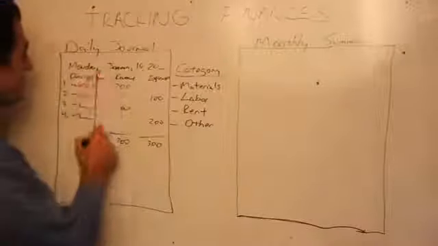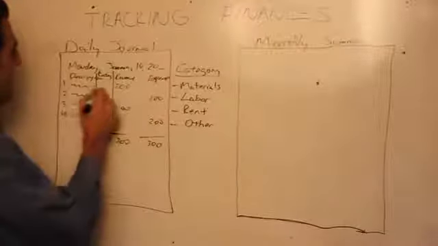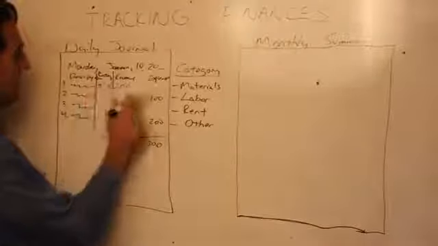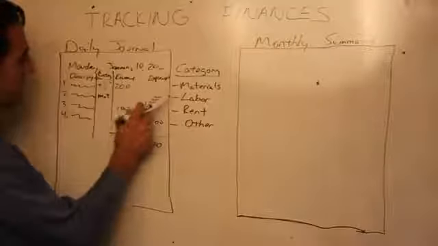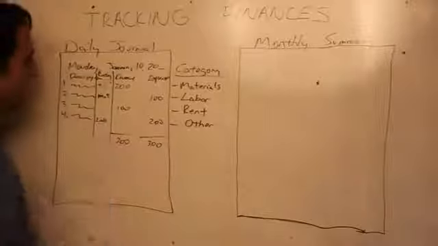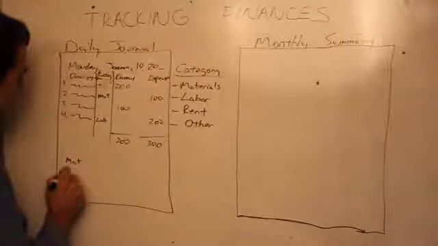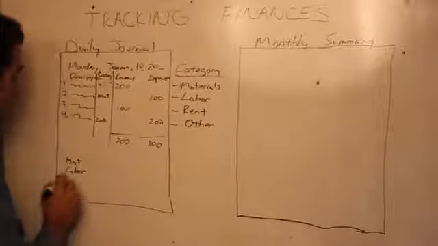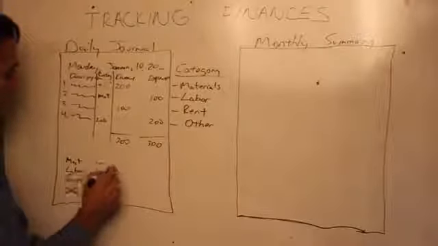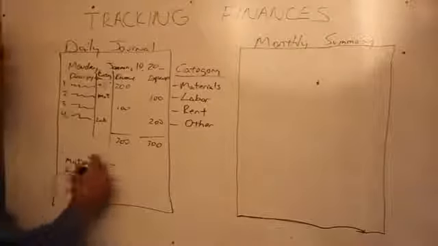And then you can just have a column in here that says category, and you say, okay, this was material. Actually, that was revenue. So this was for material, I spent $100 on material, and I spent $200 on labor. And then you can just summarize at the bottom. You have all your categories: material, labor, rent, and other. Then you summarize each of those, and that is the expense that you have on it.